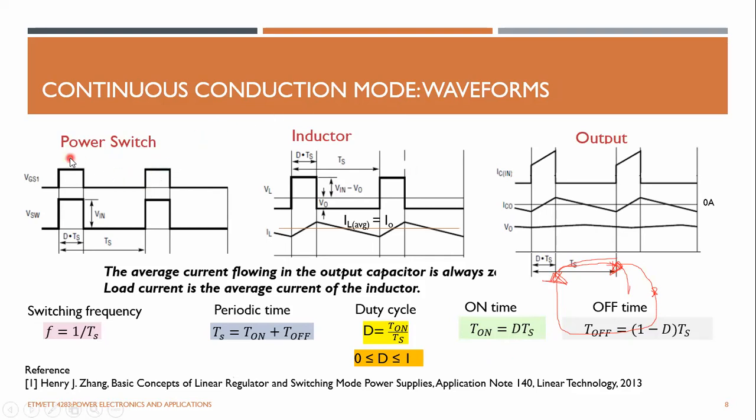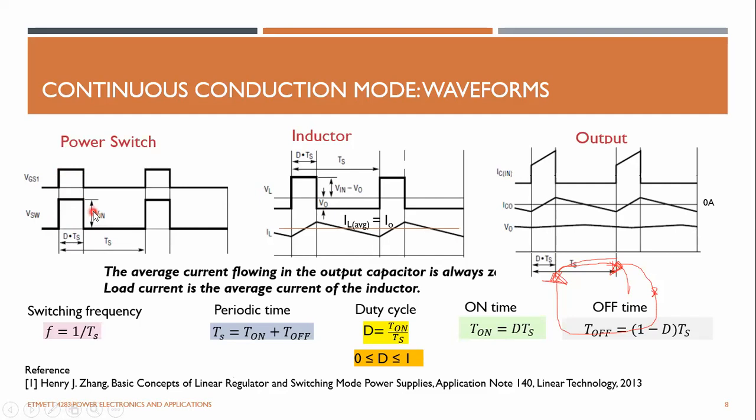Okay, so I have drawn three waveforms. The first one is the power switch. If you want to turn on this MOSFET, you have to provide a gate voltage. When the gate voltage is high, the power switch is turned on, which is the charging phase. And when the gate voltage is 0, the MOSFET is turned off, so this is the discharging phase. In the charging phase, I have shown you the MOSFET is turned on, so it is short circuiting the input to the switch node. So the switch node voltage is simply V in.